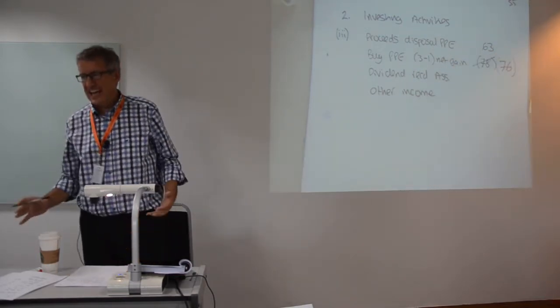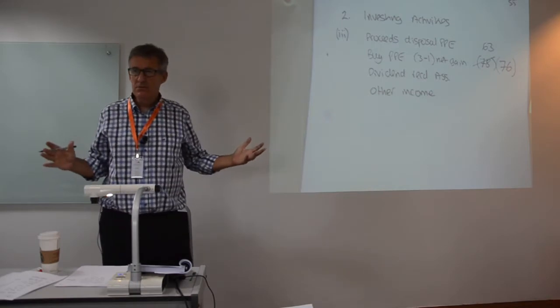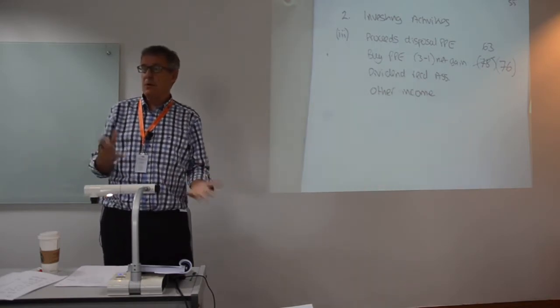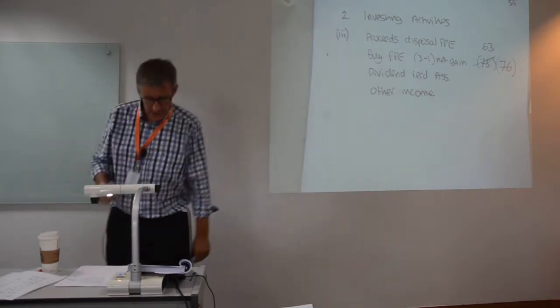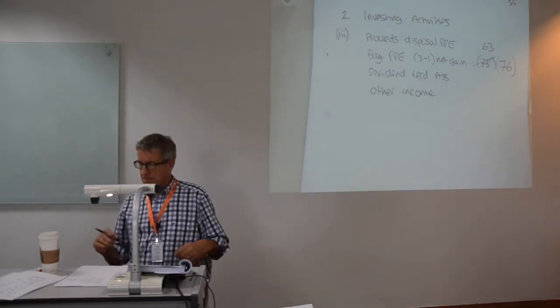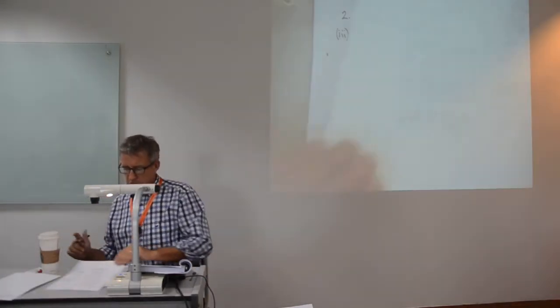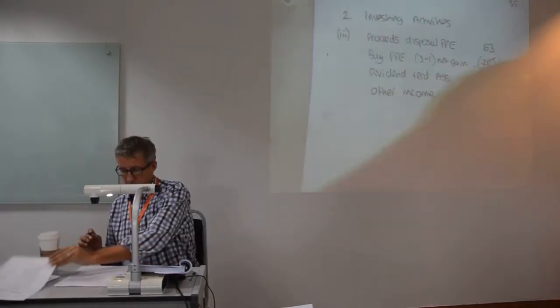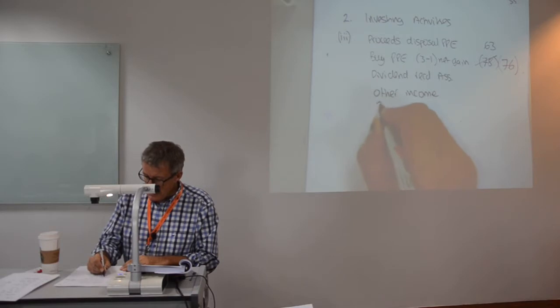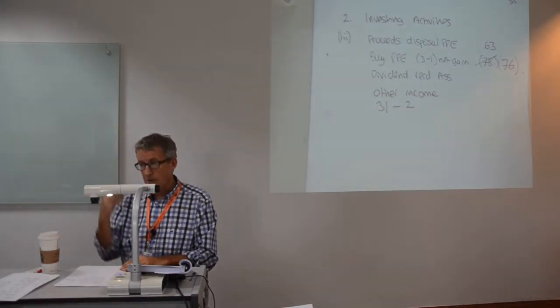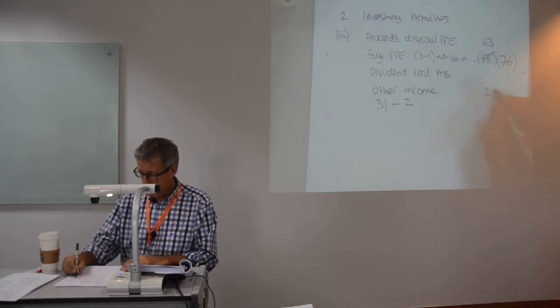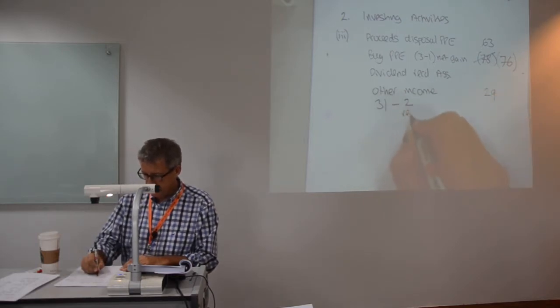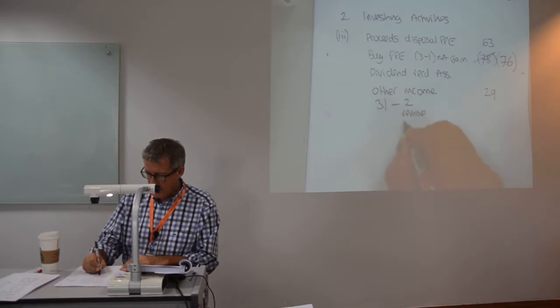I've removed the net gain of 2. Yes? No? Yeah, that's right. Now what about the other 2? The other 2 was included in other income. So the other income is 31. So I might have expected to physically have received other income of 31. But I'm removing the net gain.